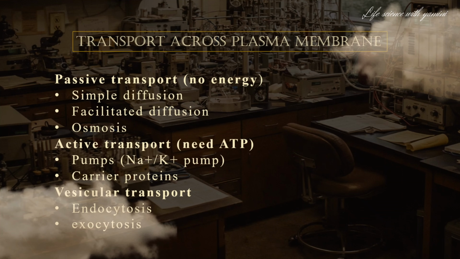Transport across the plasma membrane. There are two types of transport systems: passive transport and active transport. In passive transport, there is no need of energy, but active transport needs energy. In passive transport, simple diffusion, facilitated diffusion, and osmosis take place. In active transport, pumps like the Na plus and K plus ion pump and carrier proteins work. In vesicular transport, endocytosis and exocytosis take place.